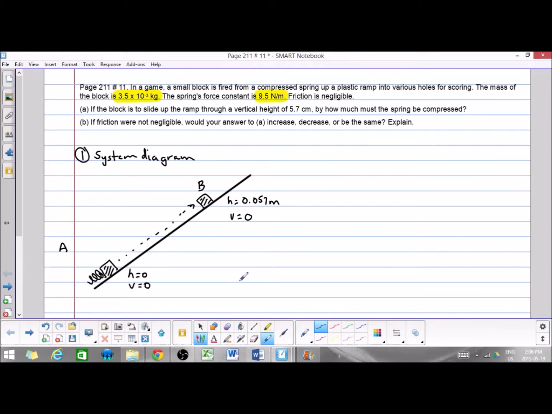Then finally, because we're dealing with the spring and the elastic potential energy, we need to know how much the spring is compressed. And that, in fact, is our unknown for this question. Part A says, by how much must the spring be compressed? After it's left the spring and gone up to the top of the ramp, compression of the spring is not a factor anymore. So x is 0 there.